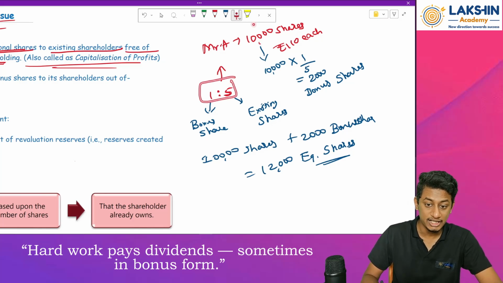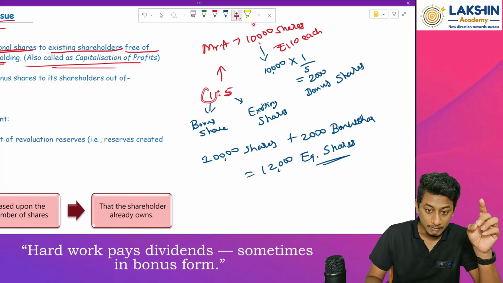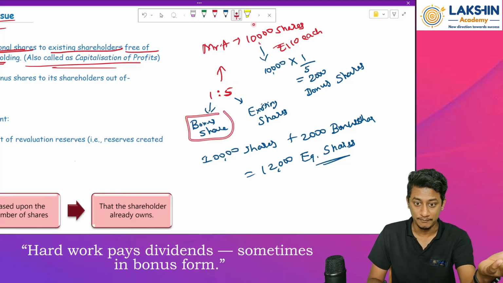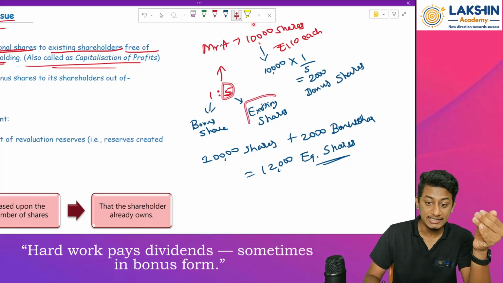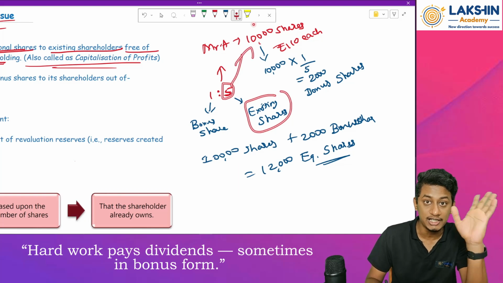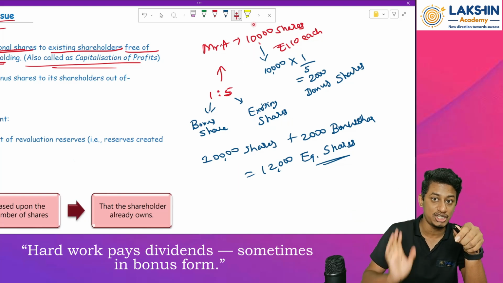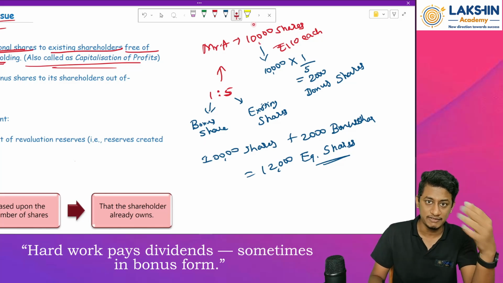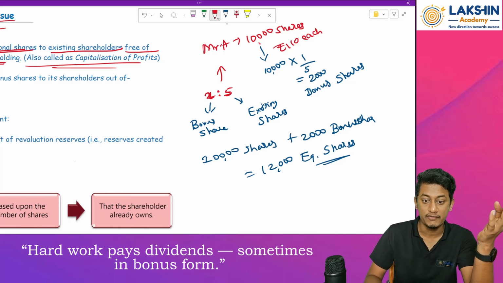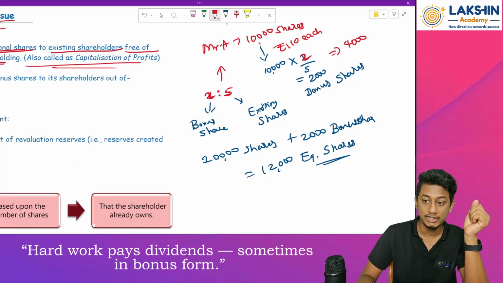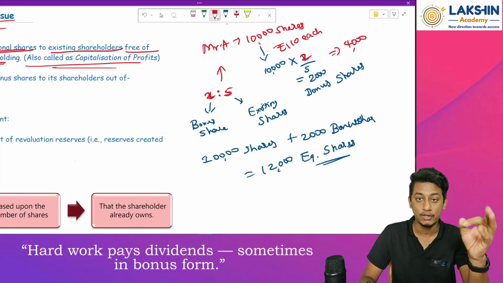So whenever the ratio says 1:5, the first number is the number of bonus shares that will be issued to you, and 5 signifies the existing number of shares that you currently have in your hand. The ratio can be anything which the company declares. It might be 2:5 also. Now what does 2:5 mean? 2 by 5 of 10,000 will be 4,000 bonus shares, and the total number of shares will be 10,000 plus 4,000 bonus shares equals 14,000 equity shares.